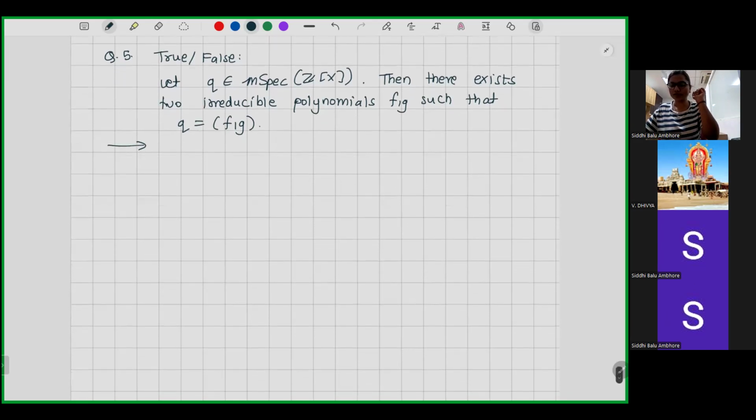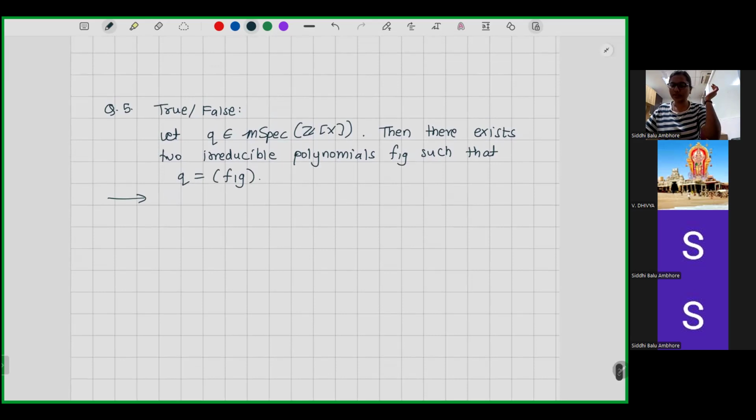So when they are saying that f and g are irreducible polynomials, they are not considering them to be a constant. Okay, let us write it here. There exist two non-constant irreducible polynomials. So any guesses whether this is true? Do we know how the elements of the maximal spectrum of Z[x] look like?